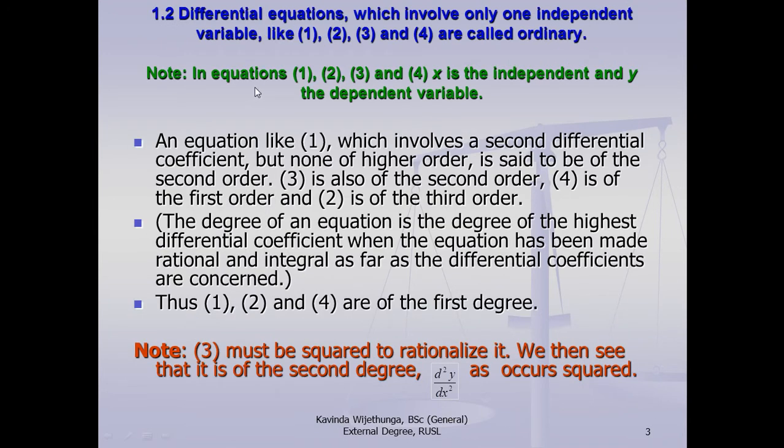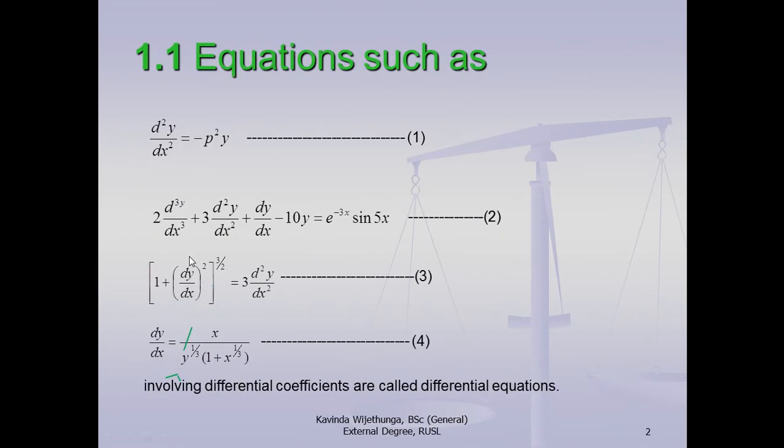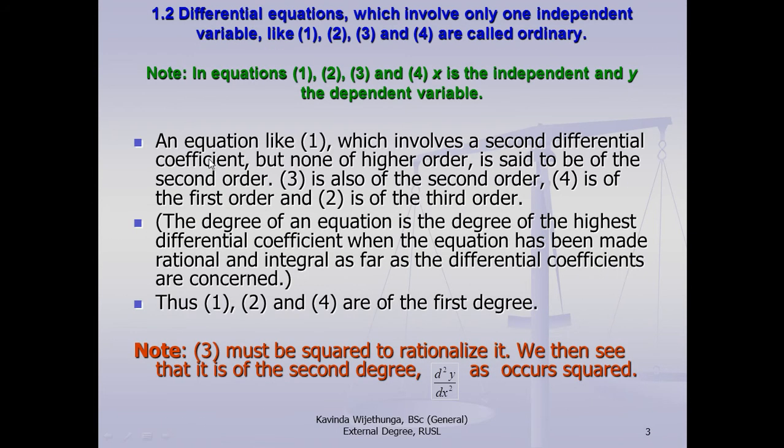So in equations 1, 2, 3, 4, x is the independent variable and y is the dependent variable. If it includes only one independent variable, it is called an ordinary differential equation. These are all ordinary differential equations. An equation like 1, which involves a second differential coefficient but none of higher order, is said to be of the second order.